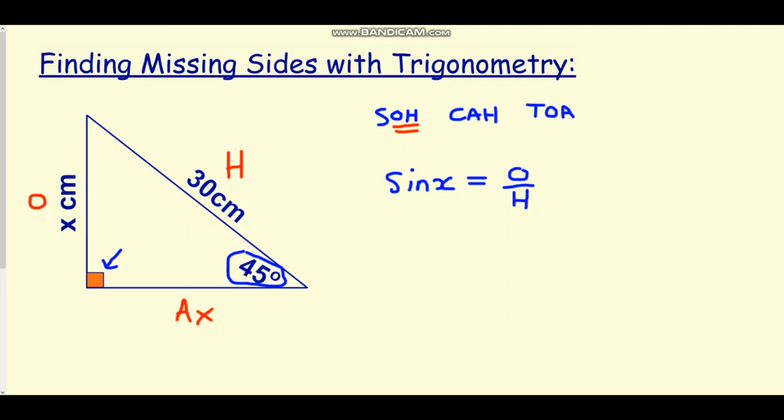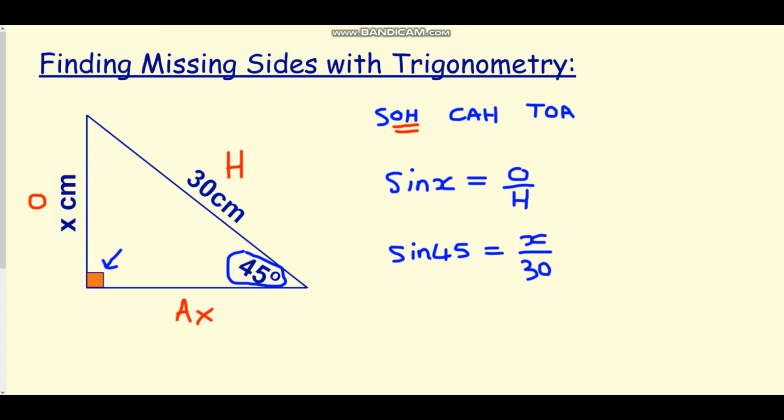Then what we can do is put in the information that we know. So instead of saying sine x, we can say sine 45 is equal to the opposite side, which is x, divided by the hypotenuse side, which in this case is 30 centimeters. I don't need to put the centimeters in, I'm just going to use the number 30.